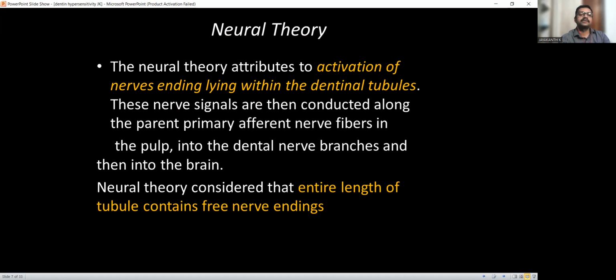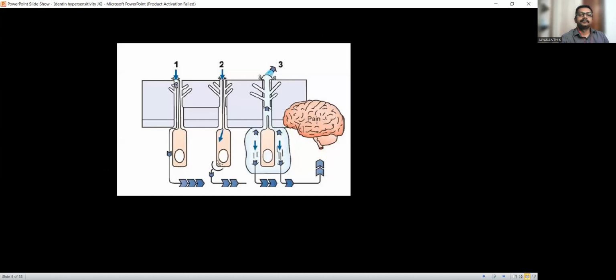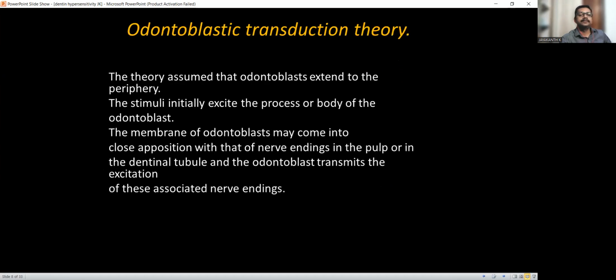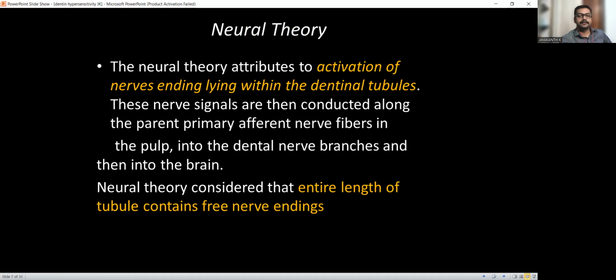So this states that the activation of nerve endings lying within the dentinal tubules is mediating the pain. That is, the nerve fibers in the pulp transmit it into the dentinal nerve branches, and these transmissions are carried directly into the brain. The neural theory considered that the entire length of the tubule contains free nerve endings whose stimulation brings about this dentinal hypersensitivity kind of pain. This is a schematic diagram showing the nerve endings within the dentinal tubules and the connected nerve fibers. The activation of nerve endings associated with the dentinal tubules is carried into the brain. So that is the neural theory.